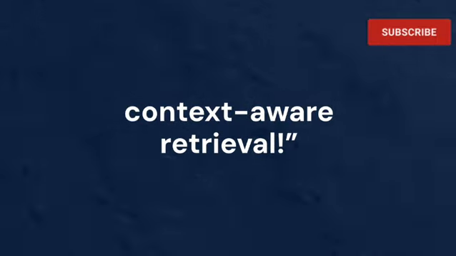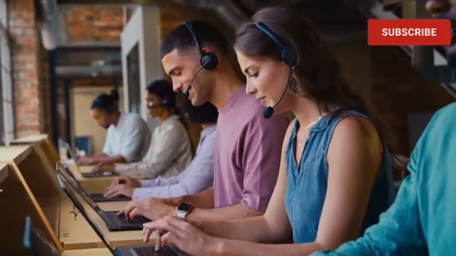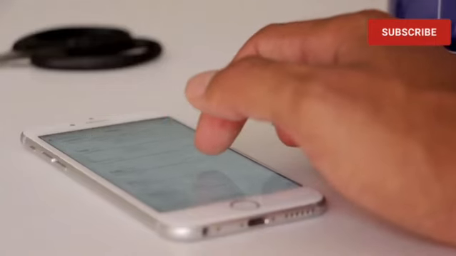It's context-aware retrieval. For example, let's say your company stores customer support emails or internal knowledge docs. By embedding and saving them in a vector DB, you can build a chatbot that gives instant, accurate answers. No more scrolling through thousands of messages. It's like having a super smart assistant that truly understands your content.